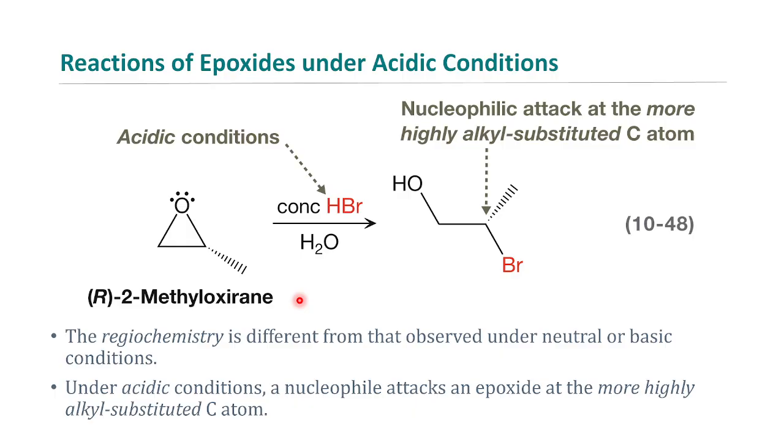So let's go ahead and look at it under acidic conditions. We can do a very similar reaction under acidic conditions. However, it's going to have a few key components that are different. So in this case, we again have our epoxide under acidic conditions. So we have concentrated HBr and water. And so what we're going to see here is a nucleophilic attack at the more highly alkyl substituted carbon atom. So before, when we were on basic conditions, we got it on the less substituted side. Under acidic conditions, we're going to have it on the more substituted side. Now, the regiochemistry is going to be quite different from that observed under neutral or basic conditions.